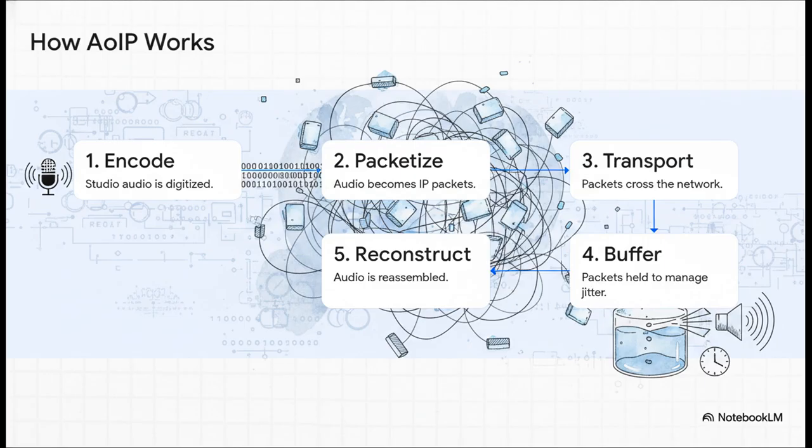Now, because the internet is, the internet, the packets might show up a tiny bit out of order or with slight timing differences. Engineers call that jitter. So the gear on the receiving end uses what's called a jitter buffer to briefly hold on to the packets, put them all back in the perfect order, and then reconstruct the original audio flawlessly.